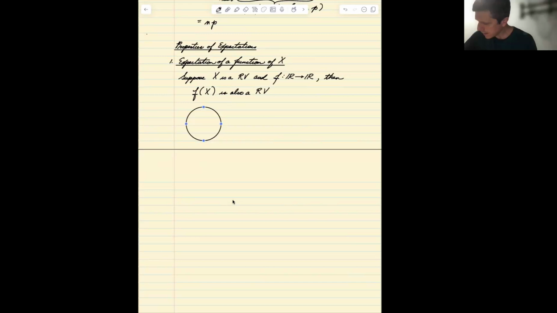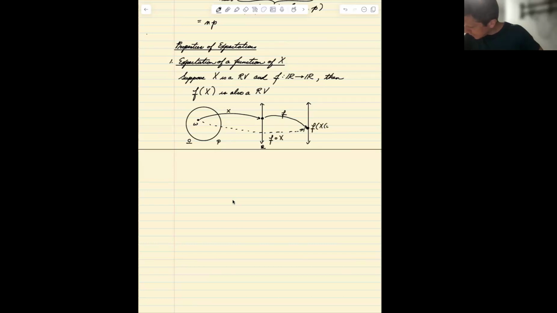Why? If this is the probability space, we think of x as defining a function from the probability space into R. And then f is a function from R into R. So this is f, but f of x is f composed with x, which we can define as y, can also just be thought of as a random variable.